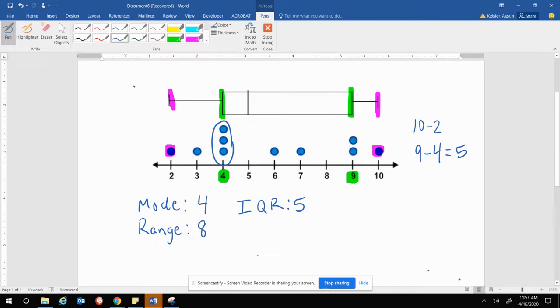Okay, next I'm going to do median. We can find median on either one of these graphs. I'm going to do it on the box and whisker plot because otherwise I'm going to have to order all those numbers least to greatest and cross them off until I get to my middle number. So I'm going to find the middle line in my box. I look down and I get 5. So my median is 5.